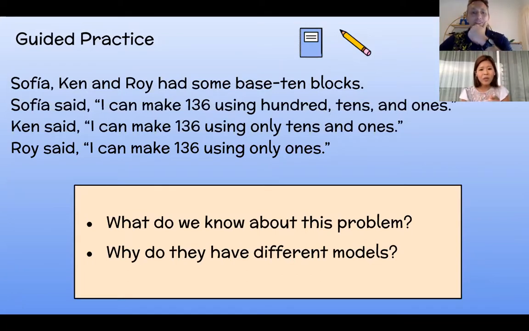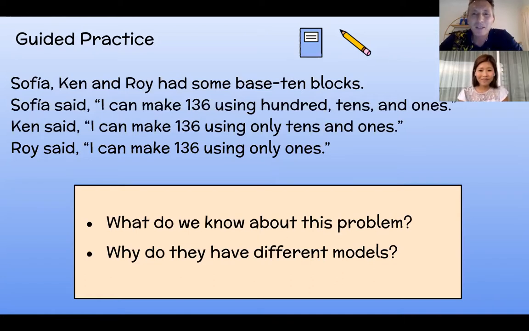Mr. Regan, what do we know about this problem? Well, Miss Yuka, I think all of the numbers have 136. It seems like they all are using the same number. That's right. But why do they have different models, do you think?